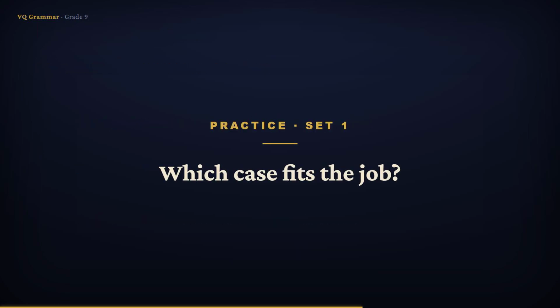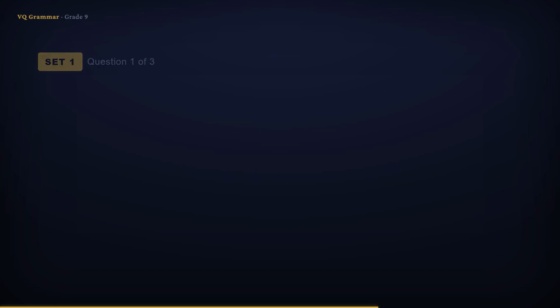Let's practice. Time to practice. In this first set, I'll give you a sentence with a pronoun missing, and you pick the form that fits the job. Figure out what the pronoun is doing, subject, object, or owner, and let that choose the case. Pause the video and try each on your own before I reveal the answer.